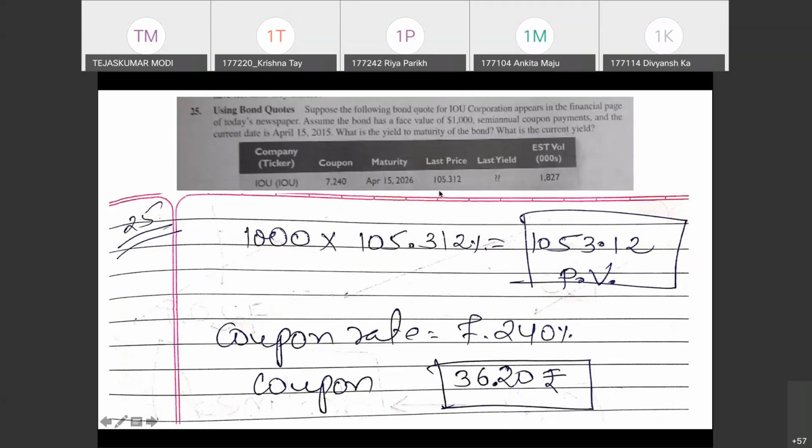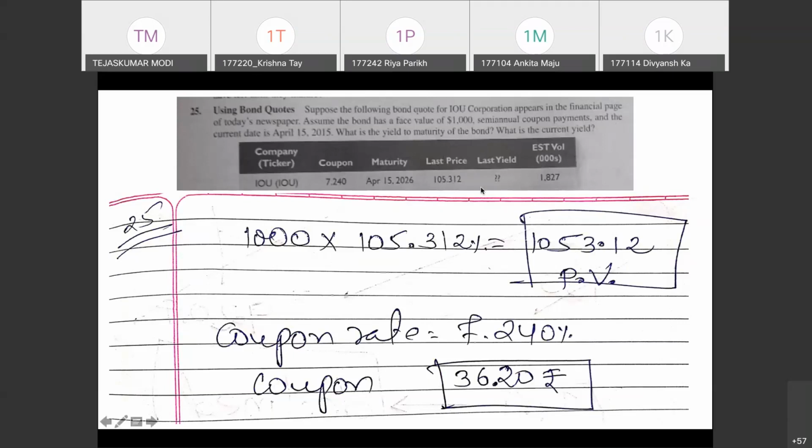Always remember, the reason it is given in percentage is that some bonds may have a face value of 1,000, some bonds may have a face value of 100, some bonds may have a face value of 10,000. So it becomes very difficult for investors to understand whether the bond is trading at a premium or discount. We don't know, right? So that is why they always put prices in percentage, right?